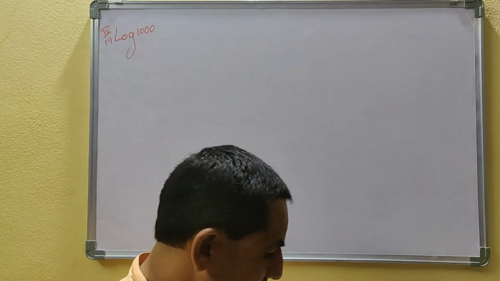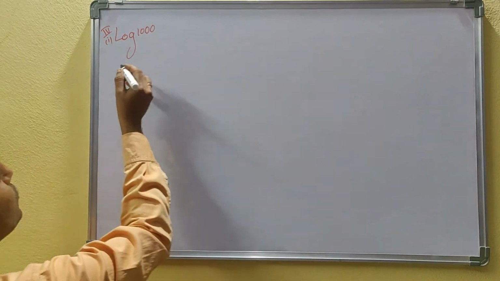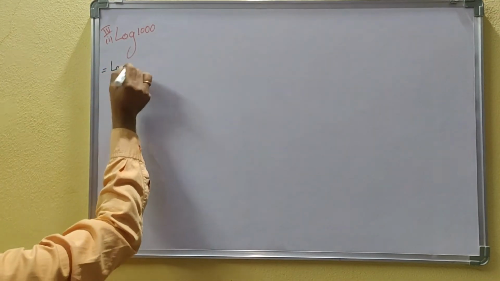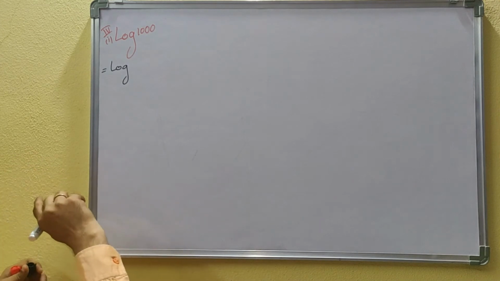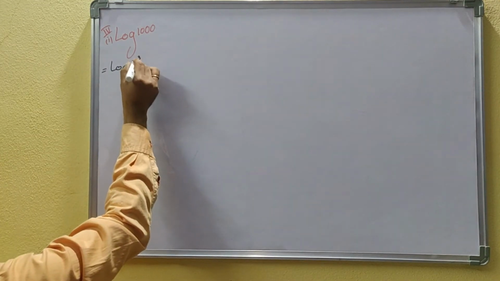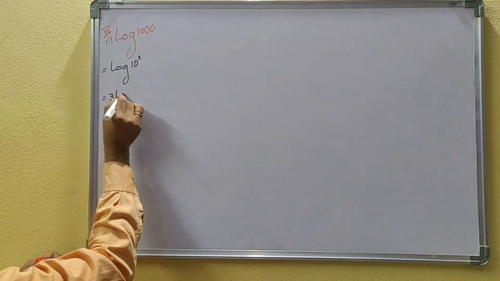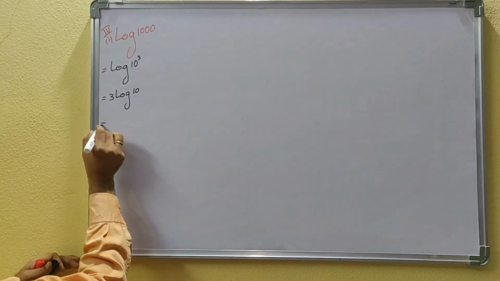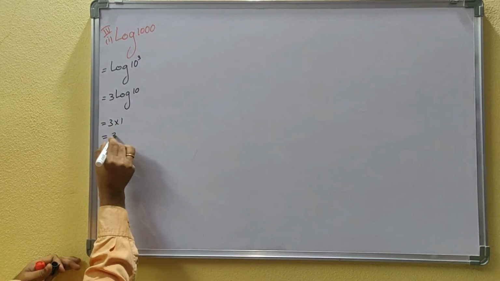So only a single logarithm is given. You can write it as log a plus log b plus log c like that. So here log 10 cube is there. So 1000 can be written as 10 cube. Base is not there here, so it is equal to 3 into log 10. So 3 into log 10, value 1, so it is equal to 3, the answer.